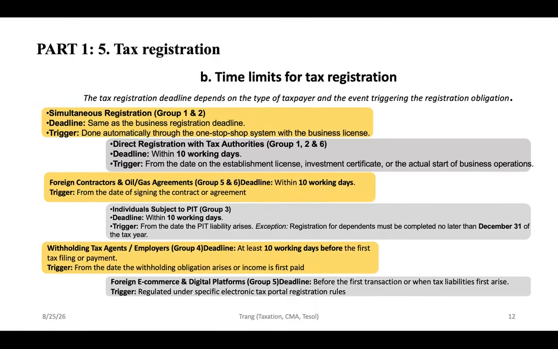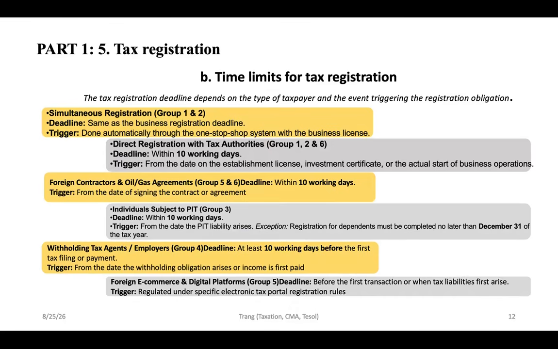And now, we know who needs to register. Then let's talk about when they must do it. This is a very critical topic for your exams because deadlines are highly testable. The most important thing to remember here is that the deadline depends entirely on the triggering event. As a general rule of thumb, the magic number in Vietnam is 10 working days.